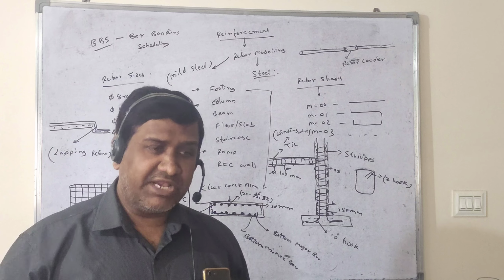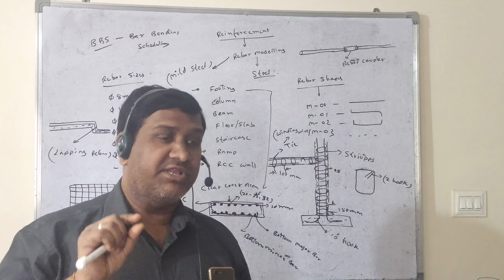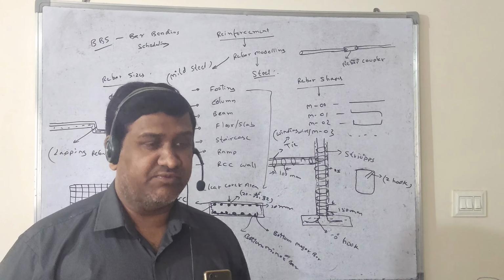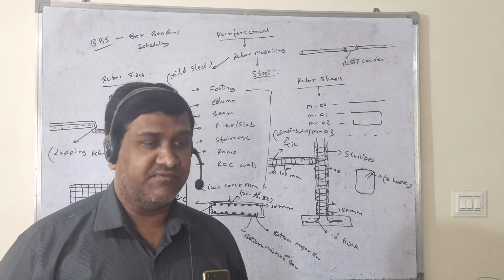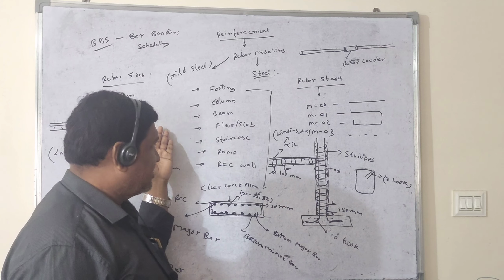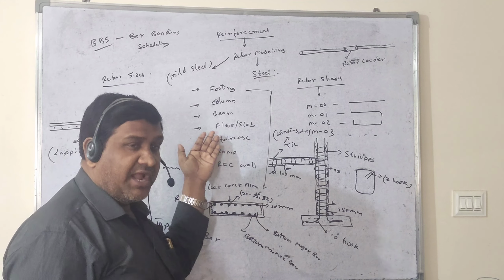Fabric, we are not utilizing the solid bar. We are utilizing the mesh. MS mesh will be there. Wire mesh we will call it. So that mesh we are going to utilize here for making the fabric reinforcement. In some cases we are going to utilize this one.